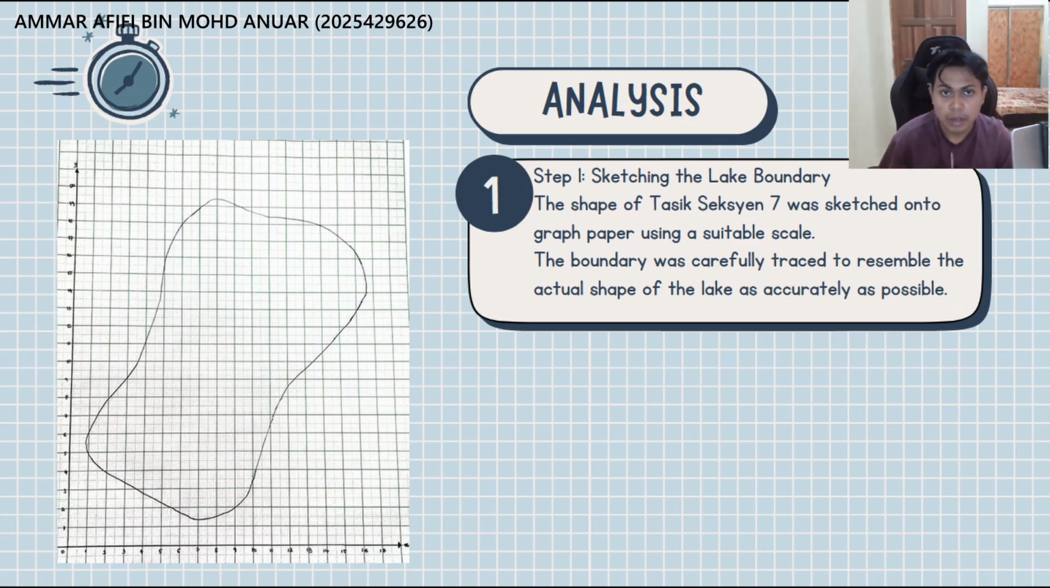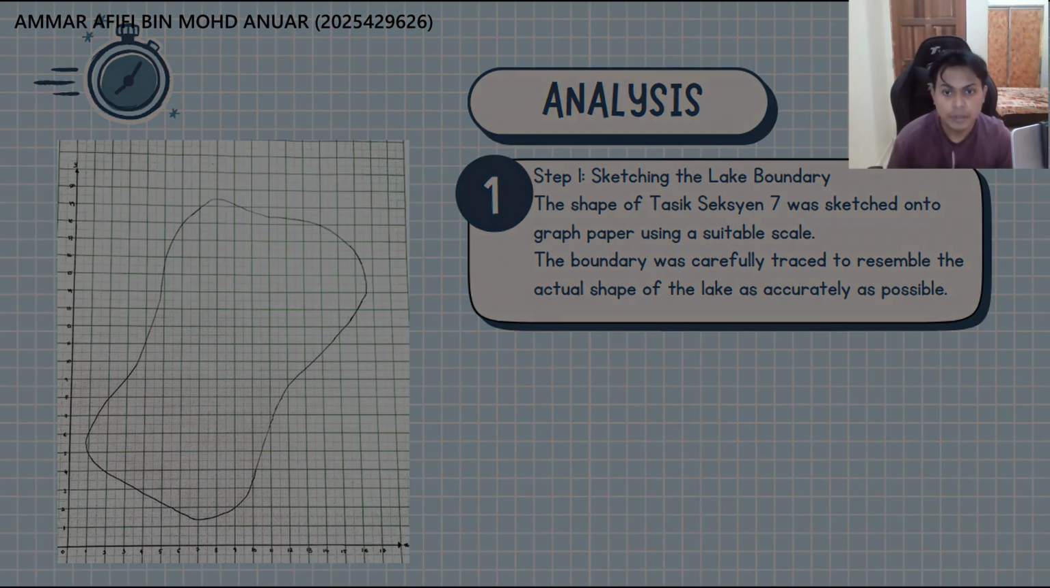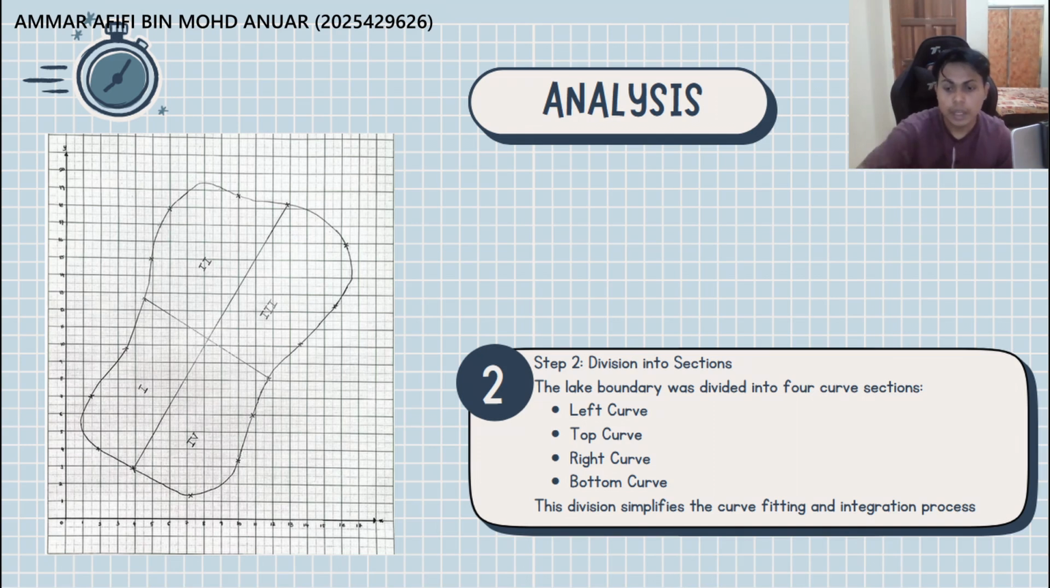Okay, next. For the analysis, step 1, sketching the lake boundary. The shape of Tasik Seksyen 7 was sketched onto graph paper using a suitable scale, and the boundary was carefully traced to resemble the actual shape of the lake as accurately as possible. Okay, next.